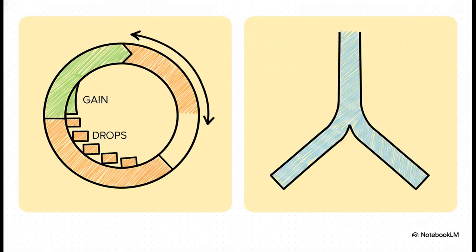Second is Kirchhoff's current law, or KCL. This states that in a closed circuit, the amount of current entering a junction is exactly equal to the amount of current exiting that junction. Think of it like a river splitting into two streams. The total amount of water doesn't change, it just divides.